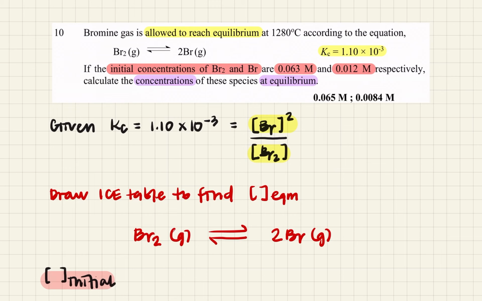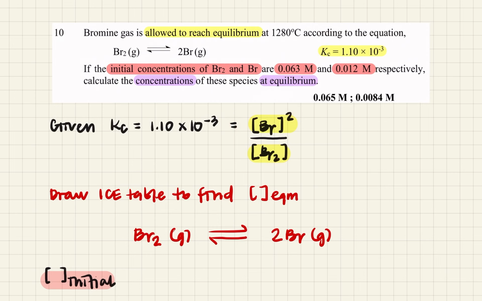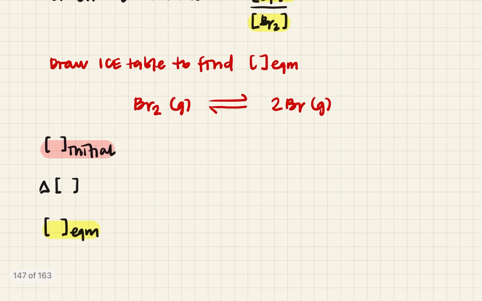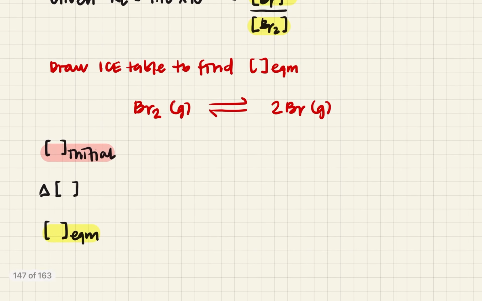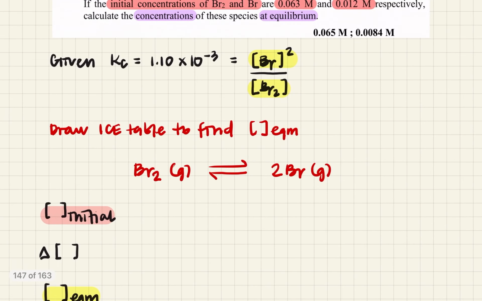So from your Kc, you can write out your expression and just equate it. So for your future use, we are going to fill in the initial concentration. Your initial concentration is already given, so directly just put in 0.063 for Br2. This is 0.063 molar. And Br is 0.012 molar.